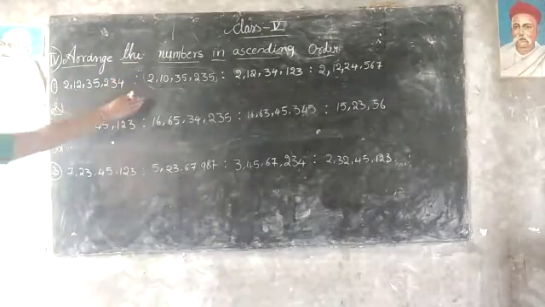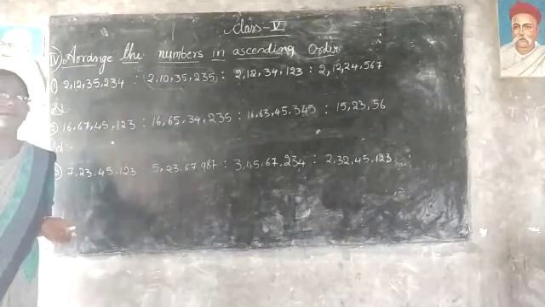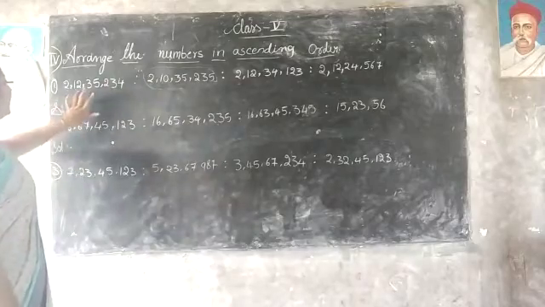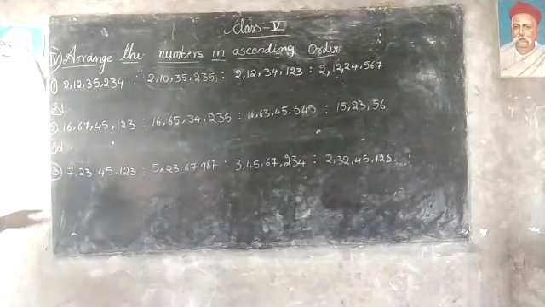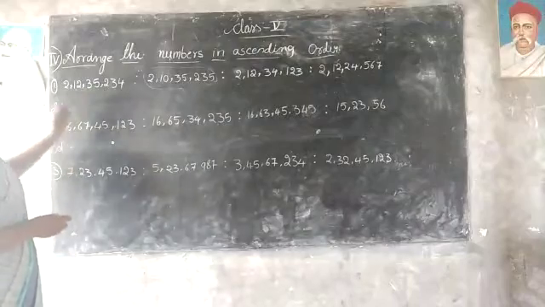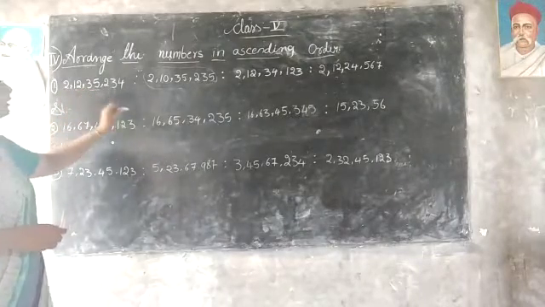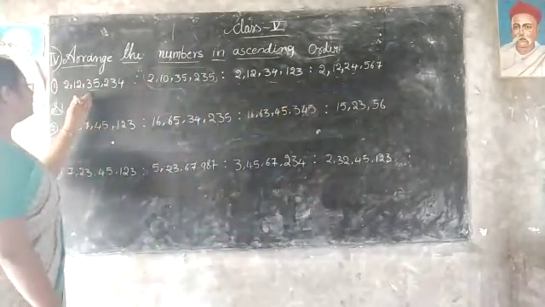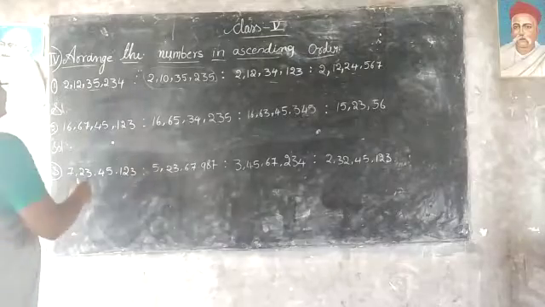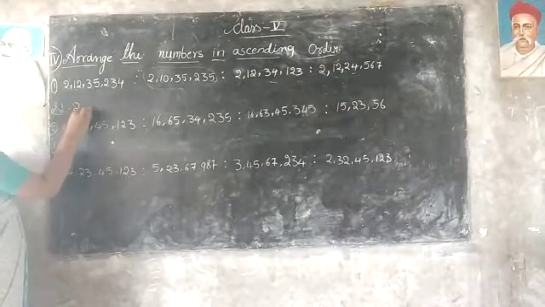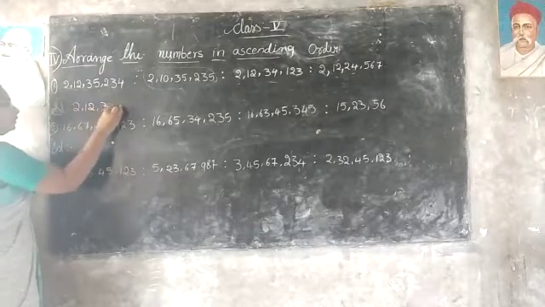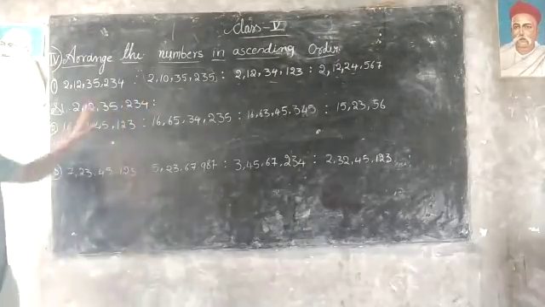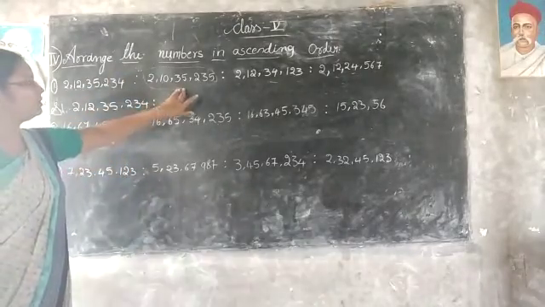In the lakhs place we found which is the smallest as compared to the three numbers. Here crores are equal, lakhs are also equal. The first number, we have 35,000, 34,000 and 24,000. Here 35,000 is biggest. So we can write the first number: 2 crore 12 lakh 35,234.